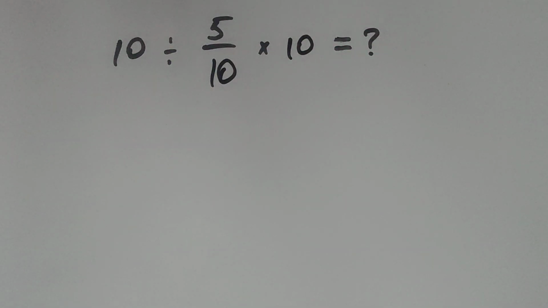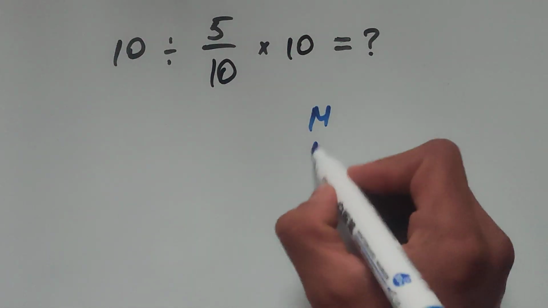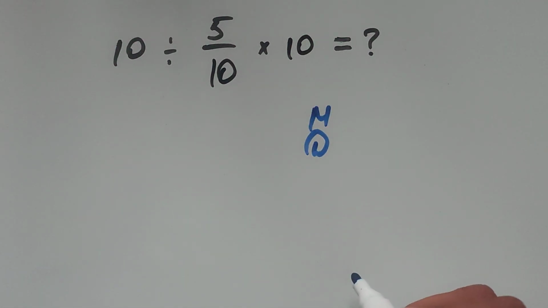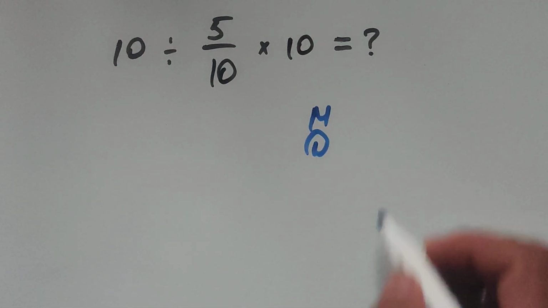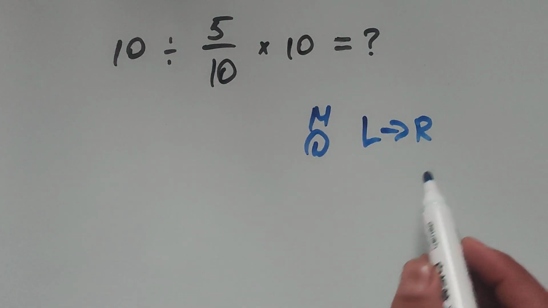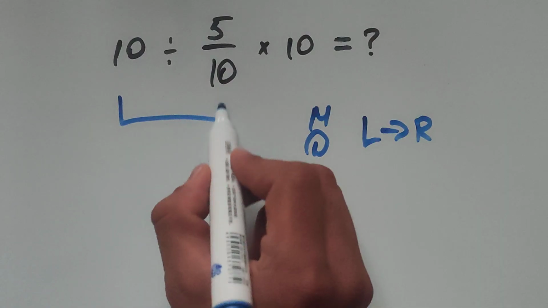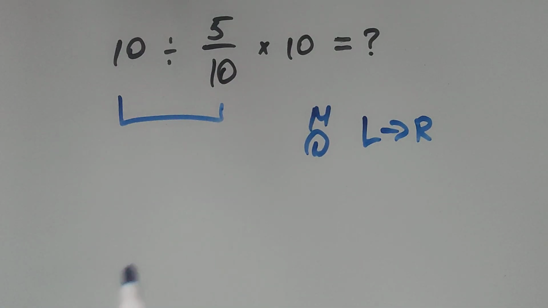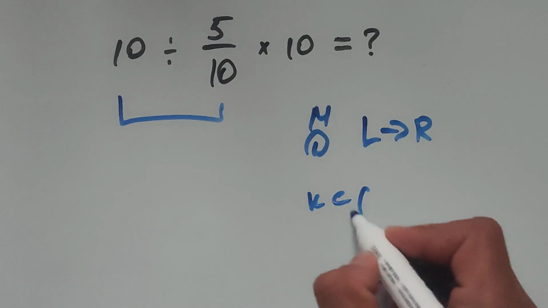because according to the order of operations, multiplication and division have equal priority. That's why we have to begin to work from the left to the right. And according to this rule, first we have to work this 10 divided by 5 over 10. In this case, we have to use the KCF rule.